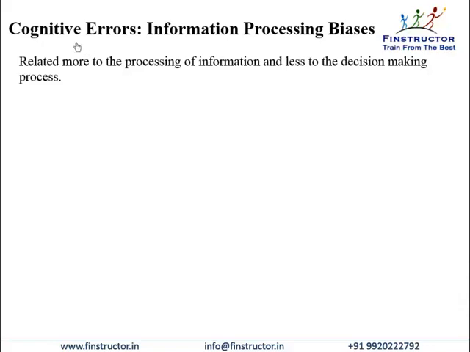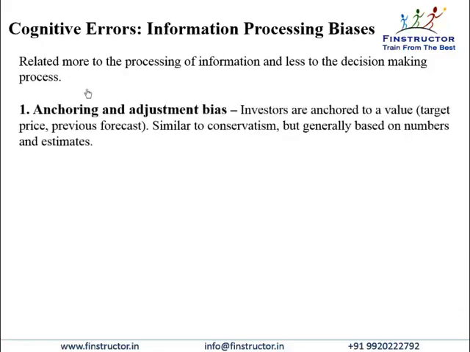The next category of cognitive errors relate to information processing. These errors essentially come because investors are human beings, and even though traditional finance suggests that all correlations must be considered and the efficient frontier with the tangency portfolio should be picked, human beings are actually not able to analyze and assess and process so much information. So information processing biases are related more to the processing of information and lesser to the decision-making process.